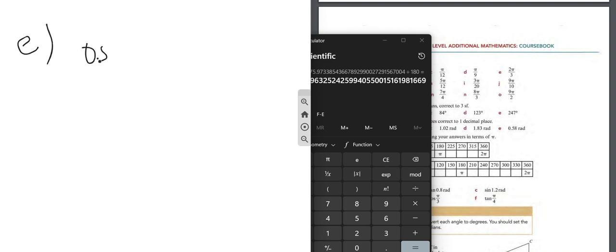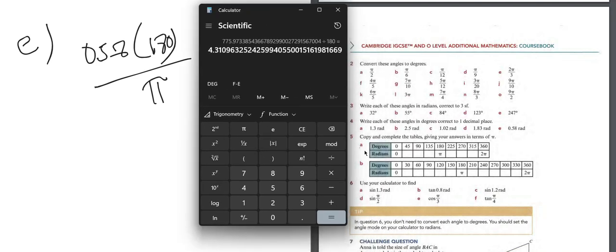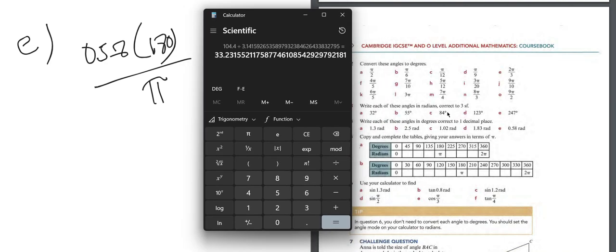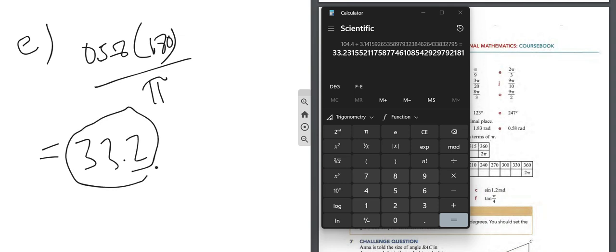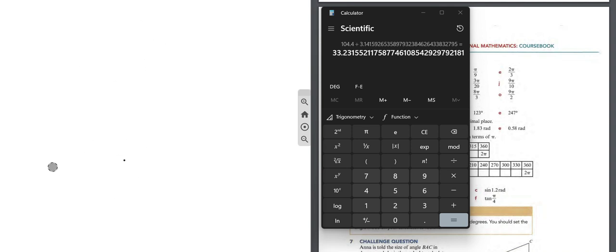The part: 0.58 times 180 divided by pi. Simple. You will see, 0.58 times 180, whatever you get, divided by pi. 33.23. Okay, one decimal place, so we can write 33.2. There you go, that's your answer.